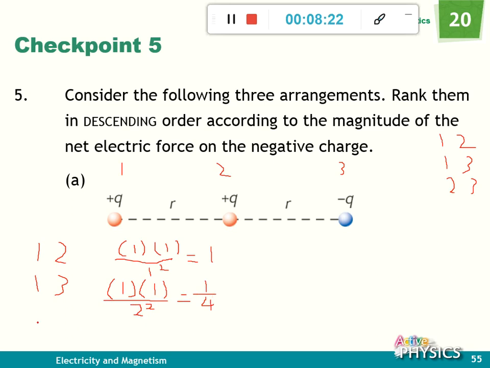The last one, 2 and 3. For 2 and 3, it should be 1 and 1, and the separation is 1 squared. The answer is 1. Which one should be the largest? The largest ones should be 1, 2 and 2, 3. The smallest one should be 1, 3. Then that's all.